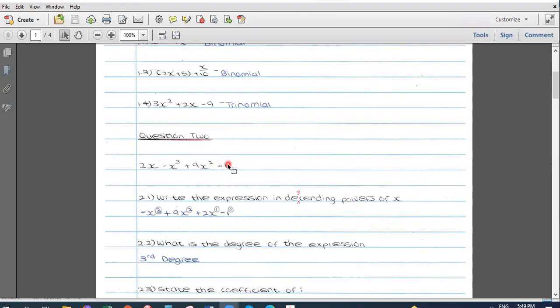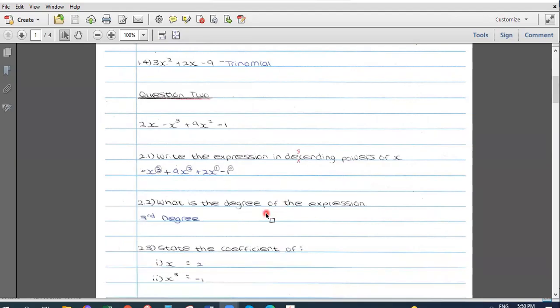And here we have no x, so we look at the exponent 0. So this is actually x to the 0. Minus 1, x to the 0. So if you're writing in descending powers of x, descending means from highest down to lowest. So your highest power will be minus x cubed. So 3 is the highest exponent, followed by plus 9x squared, then plus 2x and minus 1. So we have the 3, 2, 1, 0 to show you the exponents are decreasing in value.